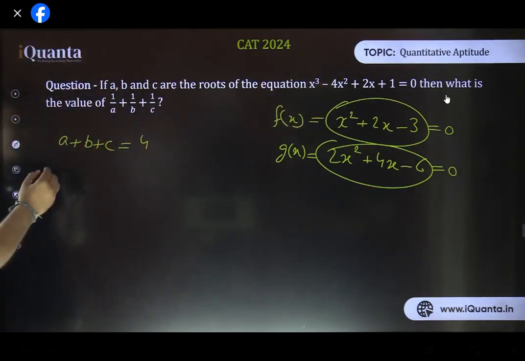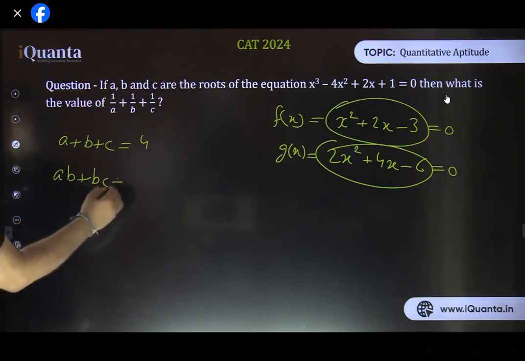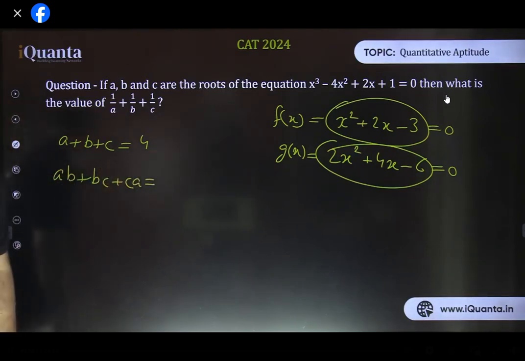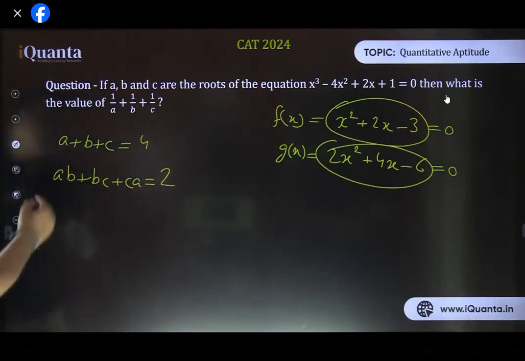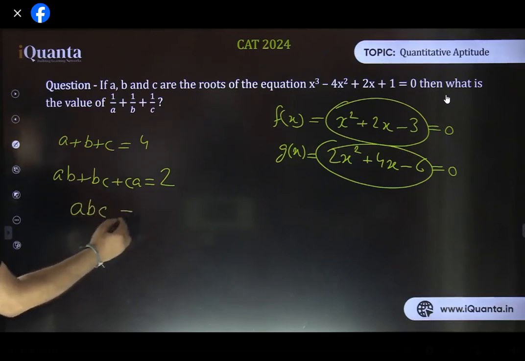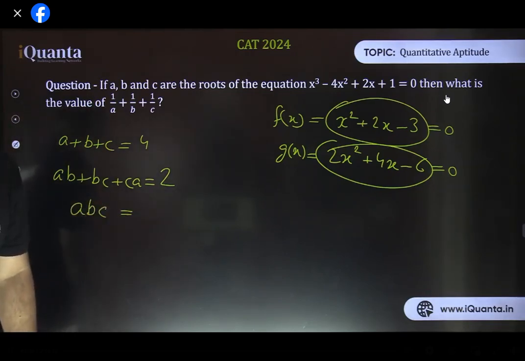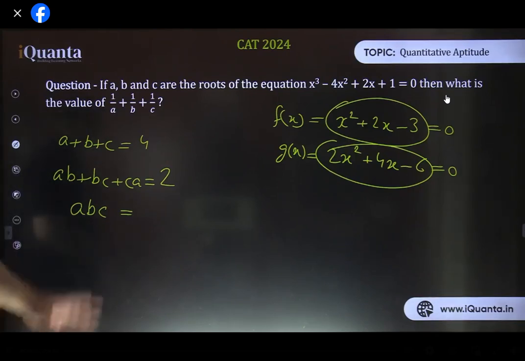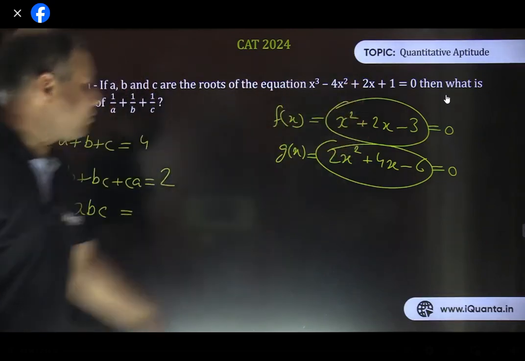If I take 2 at a time, that is AB plus BC plus CA, how much would this be? Negative then positive. That is going to be 2 only, right? Coefficient of x cube is 1, so it will remain 2 by 1, that is 2 only. And if I multiply all 3 at a time, that is abc, how much will it be? It's minus 1. Yes, we need to take care of sign. So negative, positive, negative. So negative of 1 now.